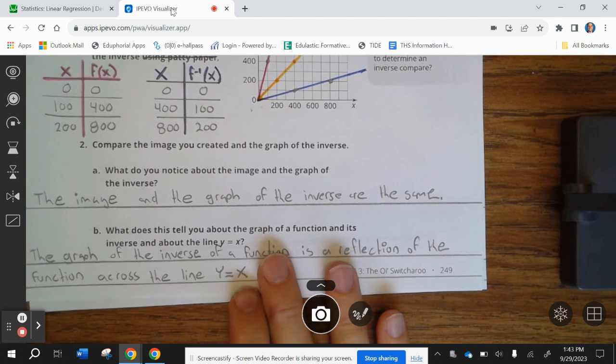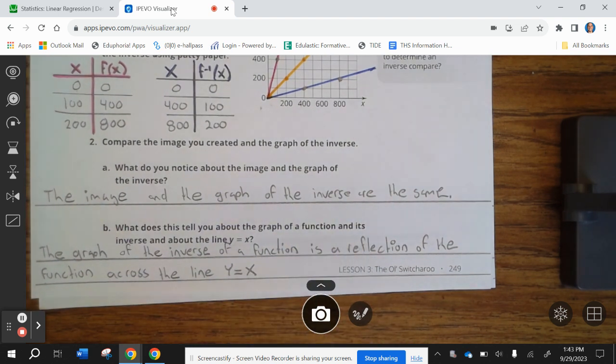All right. Compare the image you created and graph of the inverse. What do you notice about the image and the graph of the inverse? The image and the graph of the inverse are the same. What does this tell you about the graph of the function and the inverse about the line y equals x? The graph of the inverse of a function is a reflection of the function across the line y equals x. Okay, go and finish it up.